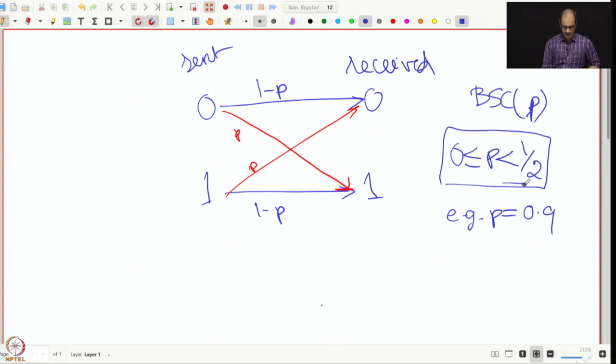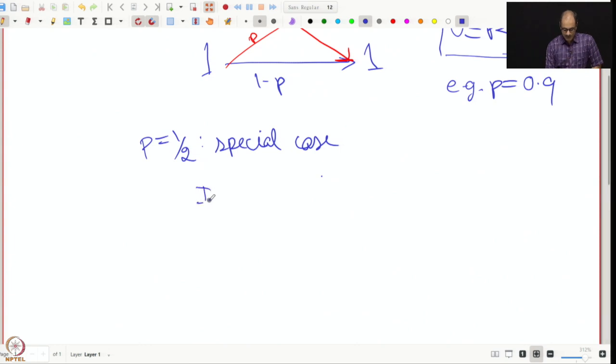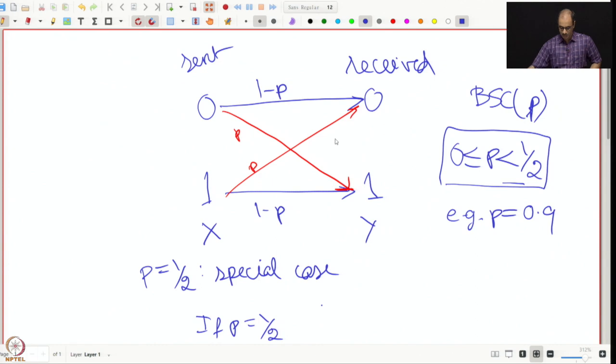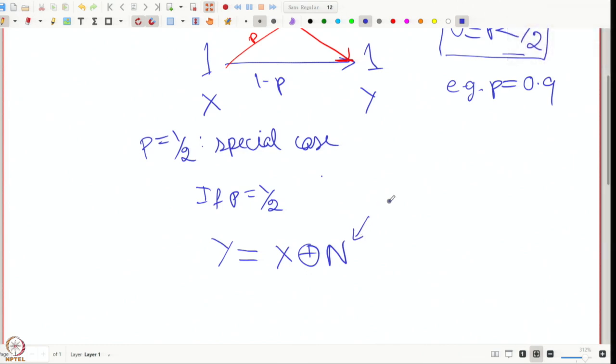This half is also a special case. The reason P equal to half is a special case is because if P is half, then let's say that I'm going to call this sent value as x and received value as y. What you have is y is equal to x XOR n, or x plus n, where n is basically resulting from the BSC(P). So this is equal to 0 with probability half, 1 with probability half.